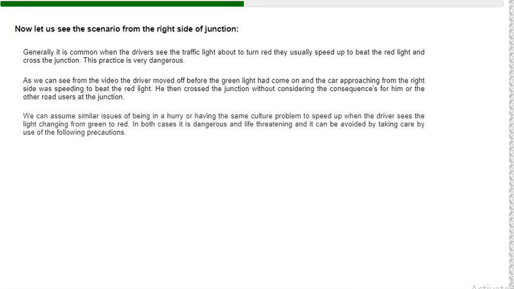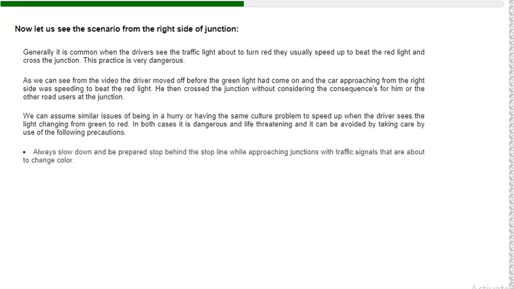We can assume similar issues of being in a hurry or having the same culture problem to speed up when the driver sees the light changing from green to red. In both cases it is dangerous and life-threatening, and it can be avoided by taking care by use of the following precautions.